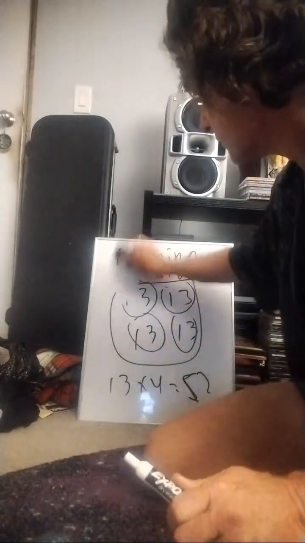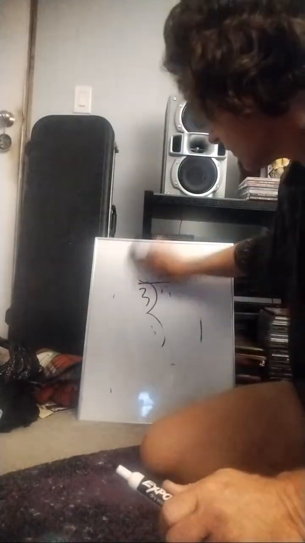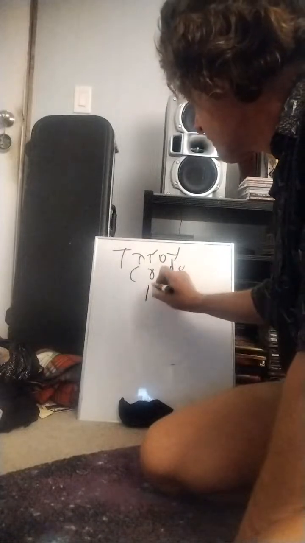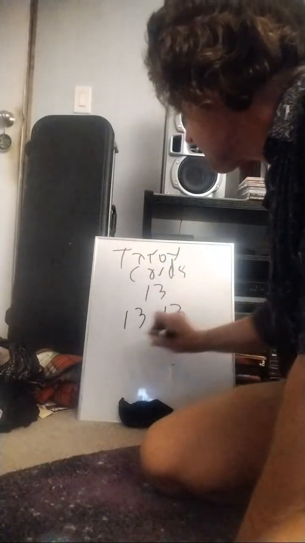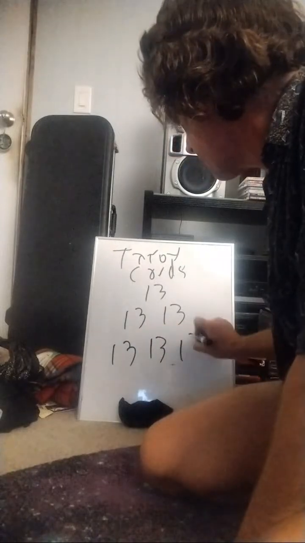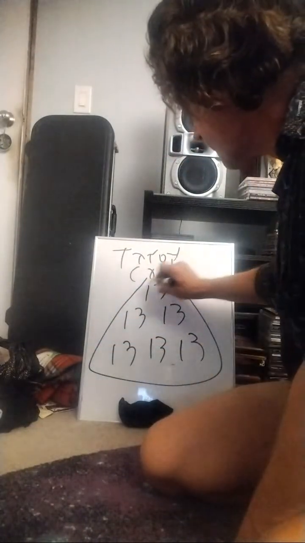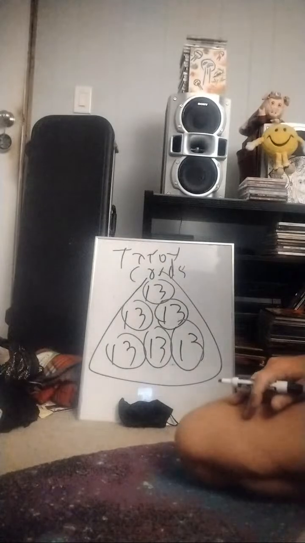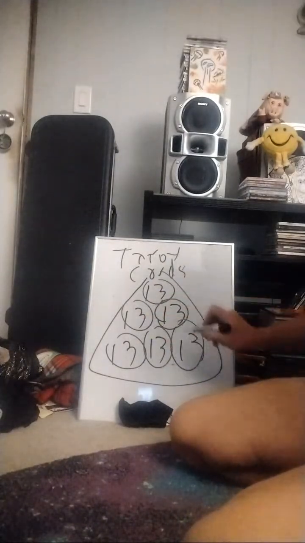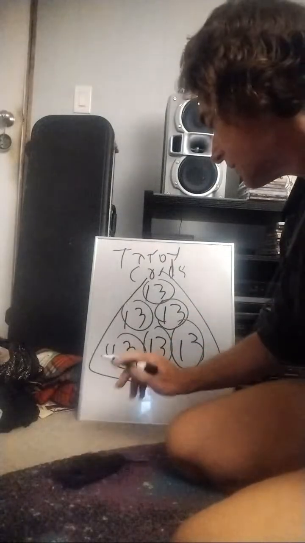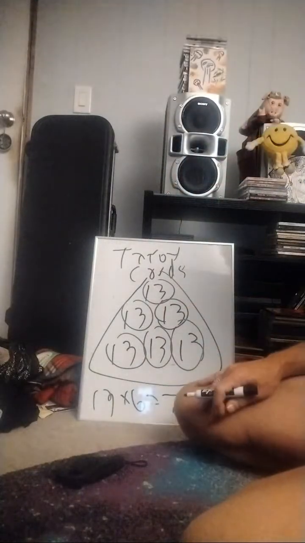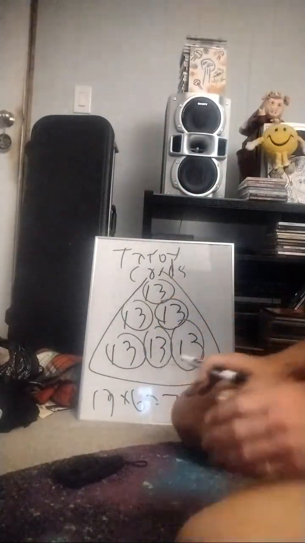Now with tarot cards, I'm almost done. The total number is 13, 13, 13, 13, 13, 13, a triangle of 13s. 1, 2, and 3. So 13 times 1, 2, 3, which is 13 times 6. 13 times 6 equals 78, and that's the number of cards in a tarot deck. There you have it. That's Wiseman's observation.